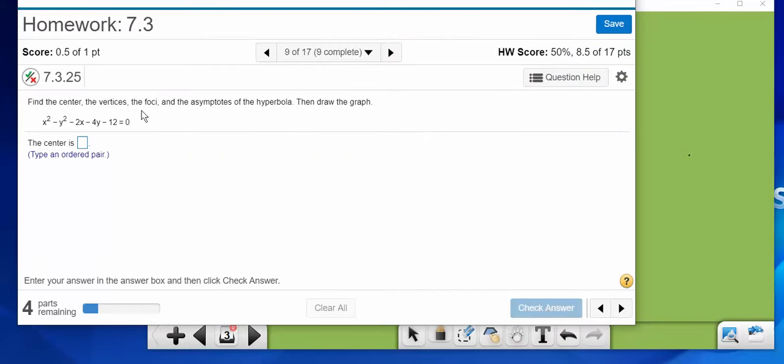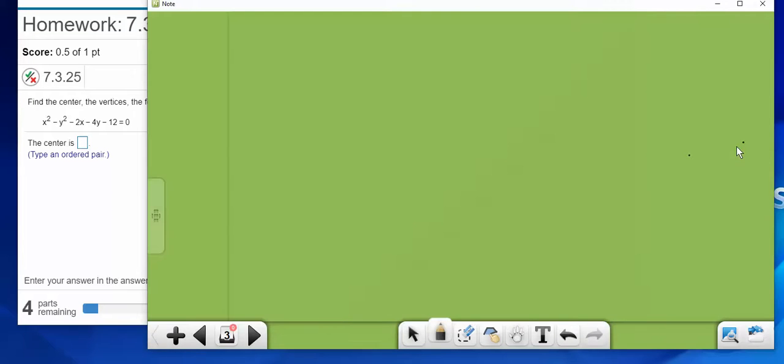7.3.25: find the center, the vertices, foci, and the asymptotes of the hyperbola, then draw the graph. So we have x squared. I'm going to rearrange the order so I can put my x squared and x term together, and then my y squared term and my y term. Constant: add 12 to both sides.